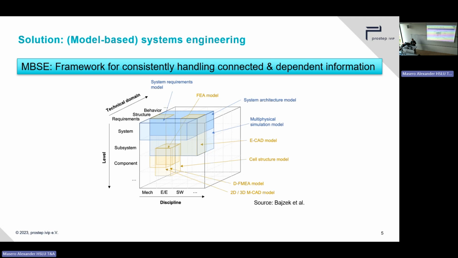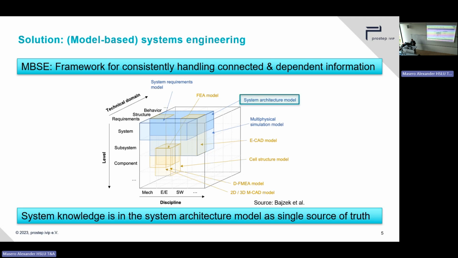So you can understand the system architecture model, which we focus on in this talk, as a way to capture system level information about your product under development. And basically the idea here is to use the system architecture model as a single source of truth.